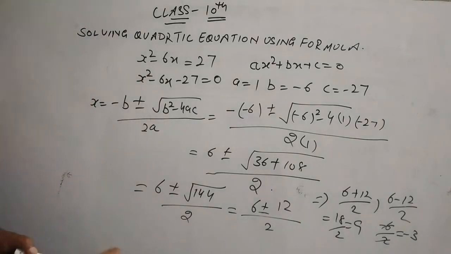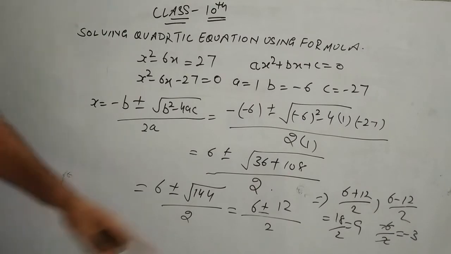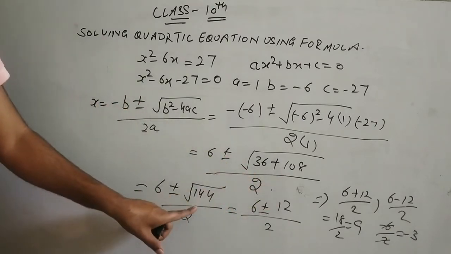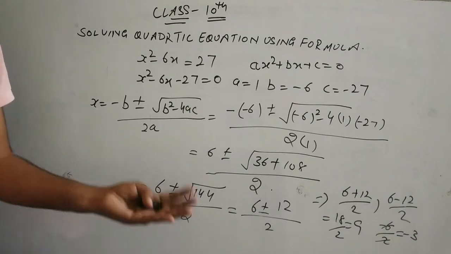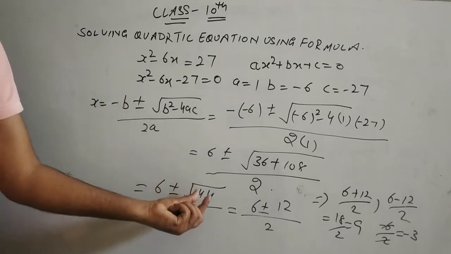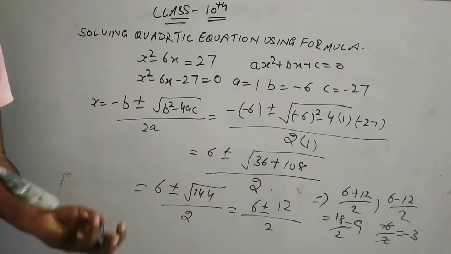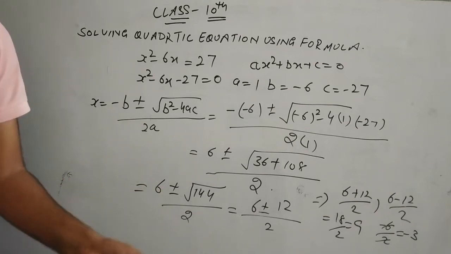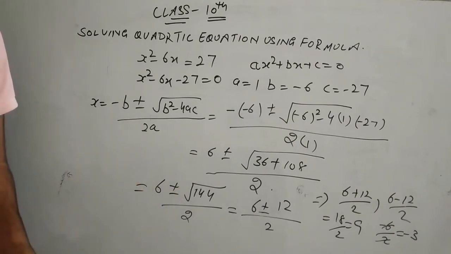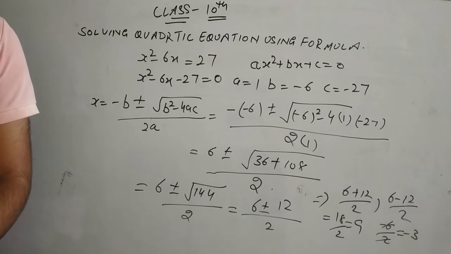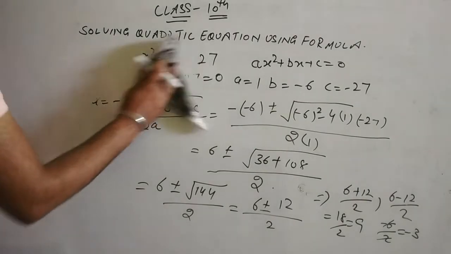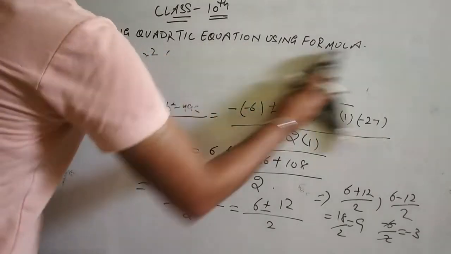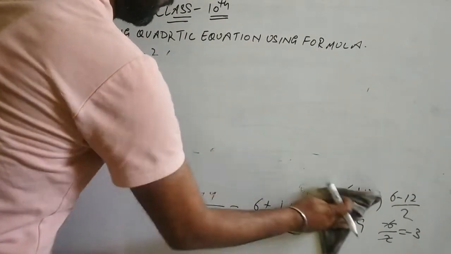Let's take another example. Here, beta, we got a very simple under root, that is 144, so you can find the under root directly. But in some questions, beta, you can't get the under root directly. In those questions you have to use the long division method. We have done the long division method for finding the under root in the 8th class, so you can use that. Let's do one example.